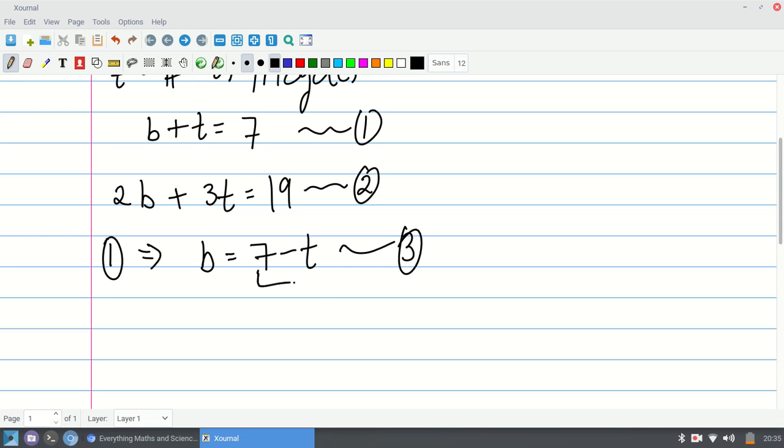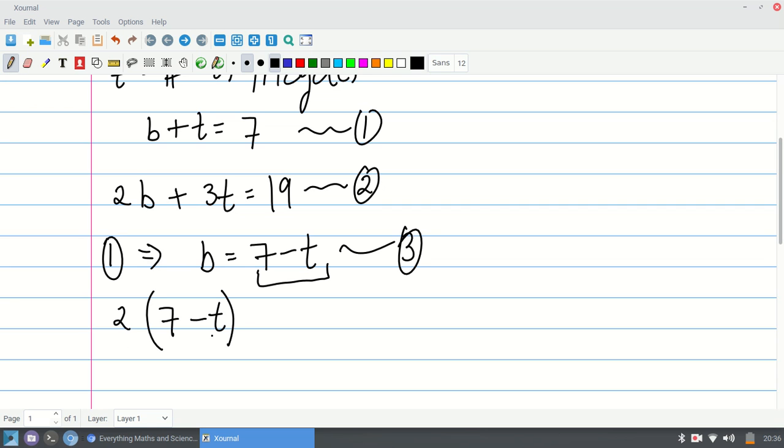But now I've put b in terms of t, right? So 7 minus t has to replace b in this case, because you want to solve for one of the letters, right? You want to find out how many tricycles there were, so that if you can find out how many tricycles there were, you can find out how many bicycles there were. So what you do is always, as good practice, put brackets, okay? And you're going to put 7 minus t.